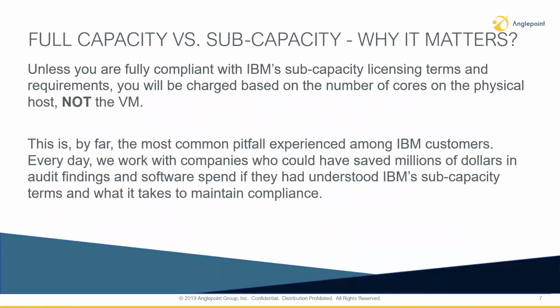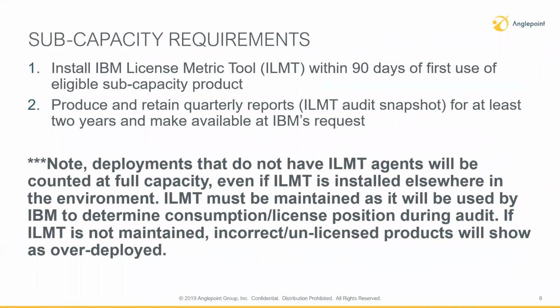So the main requirement, let me make sure I didn't skip any slides. Okay, so this is per IBM. The 2 requirements that they have are to install IBM's license metric tool, known as ILMT, within 90 days of the first use of that eligible sub-capacity product. And then not just install it, but also produce and retain quarterly reports. I put in parentheses the name of the report referenced here, the ILMT Audit Snapshot. IBM wants you to retain those reports for at least 2 years and make them available if IBM requests them.